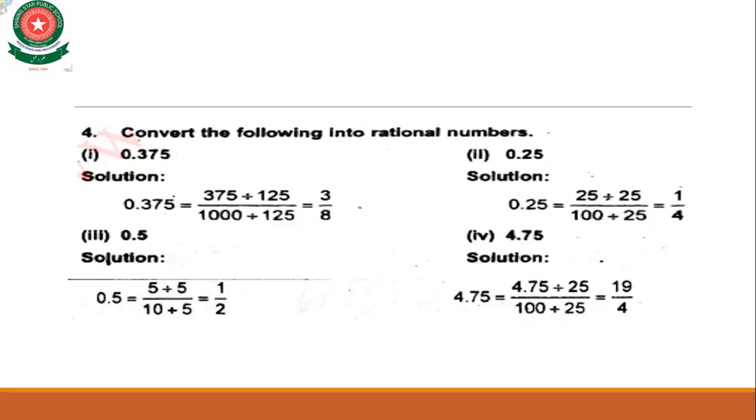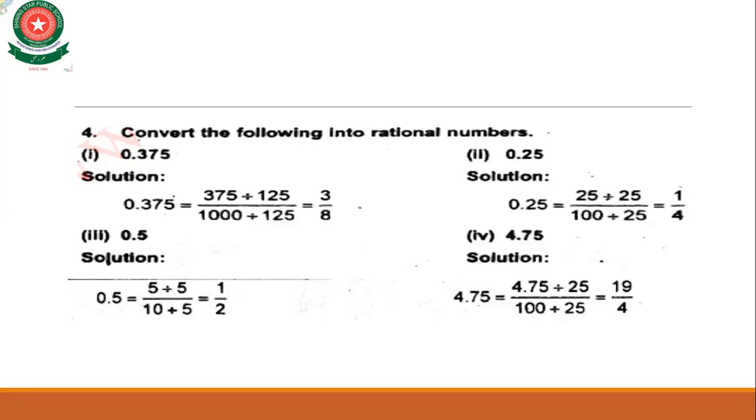Now part number 2 is 0.25. Here again, first of all, we have to write 1 below the decimal point. Then 25 by 100. Now we have to divide 25 with both numerator and denominator. When we divide them, the answer will be 1 by 4, which is equal to 0.25.